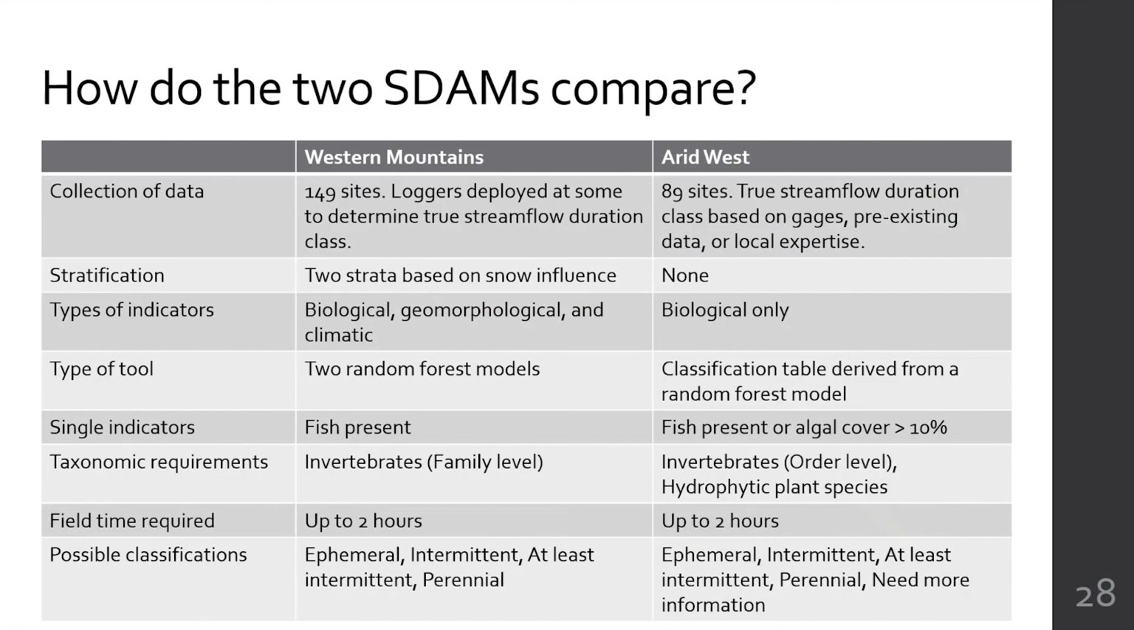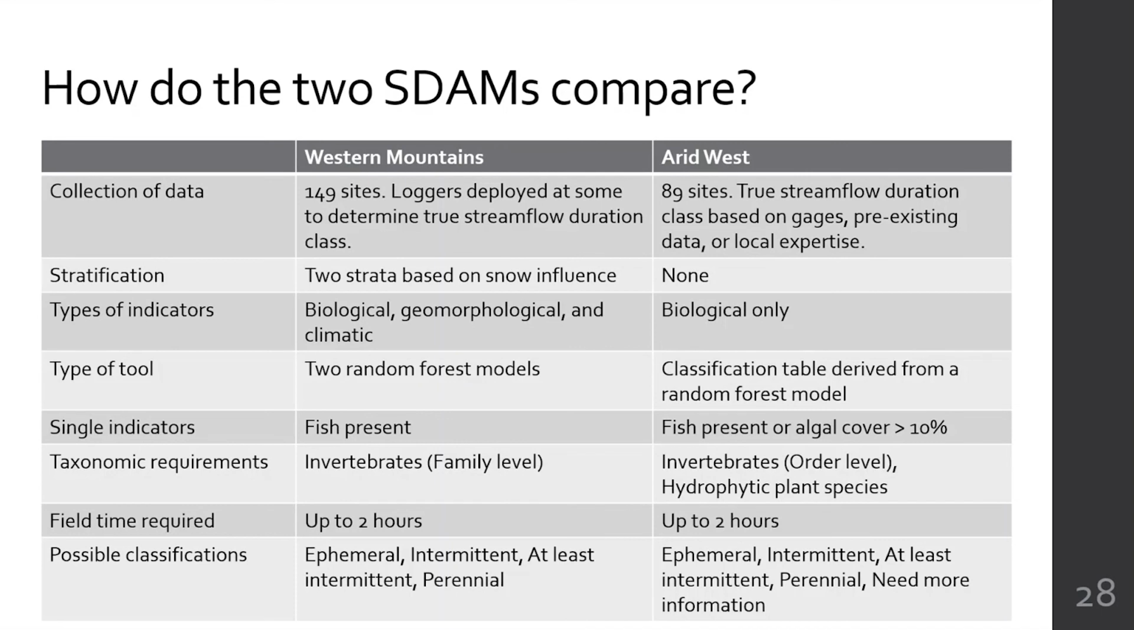So in the user manual, we have a table like this that helps summarize some of the major differences between the two SDAMs. I'm not going to read this slide to you, but I will highlight a few things. We have more data in the Western Mountains than we have in the Arid West. We implement a stratification approach. We are using a broader array of indicators, both biological, geomorphological, and climatic. With the Western Mountains method, you use a random forest model, whereas in the Arid West, you use a classification table that was derived from a random forest model.